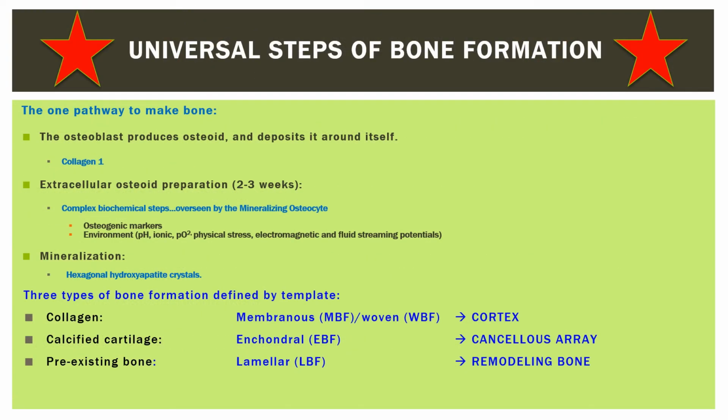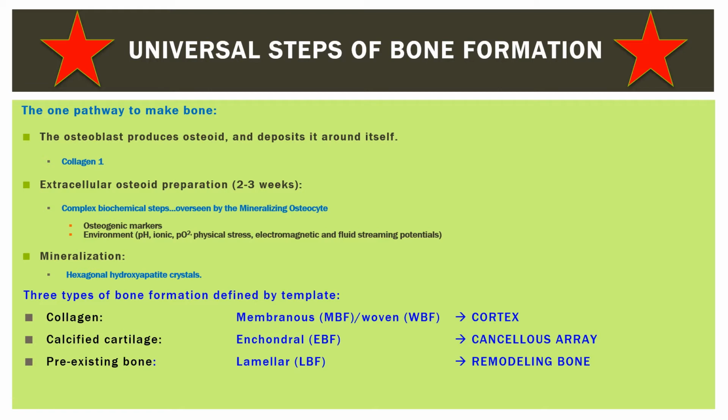There is only one pathway to make bone. The osteoblast elaborates osteoid, predominantly collagen 1, to the surrounds. Complex biochemical steps in the osteoid over 2 to 3 weeks prepare it to accept the hydroxyapatite crystals. Mineralization occurs suddenly, 2/3 of the amount in a matter of hours, then slowly completing over the following year.